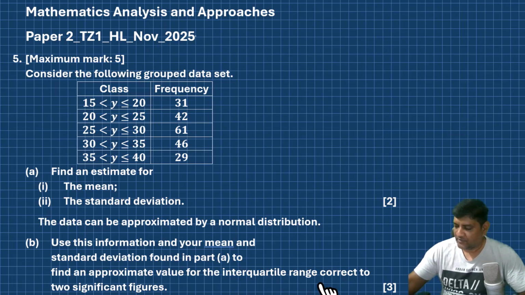I know that the interquartile range is nothing but Q3 minus Q1. So I'm going to use normal distribution to find out Q3 and Q1 and then subtract them.